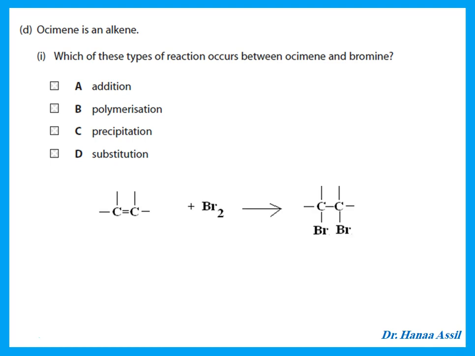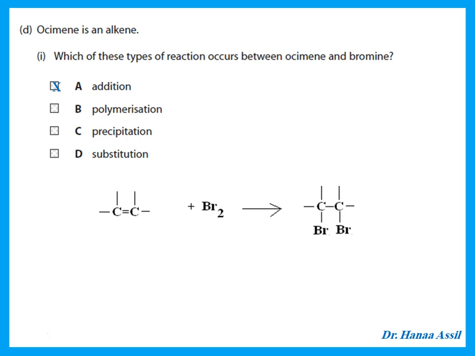Remember, if I have an alkene, it reacts with bromine, the double bond opens up and I put a bromine atom on each carbon. This is called addition reaction. When we react alkenes with anything, it usually does addition reaction. If we react alkanes with halogens, that is what we call substitution reaction. Of course, precipitation reaction is any reaction that forms a precipitate.